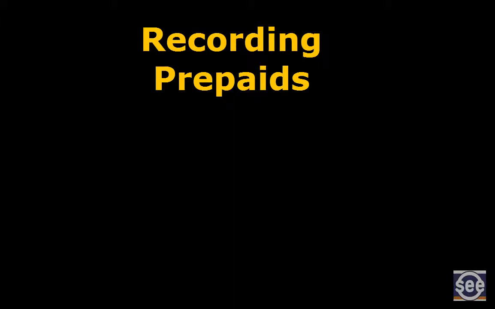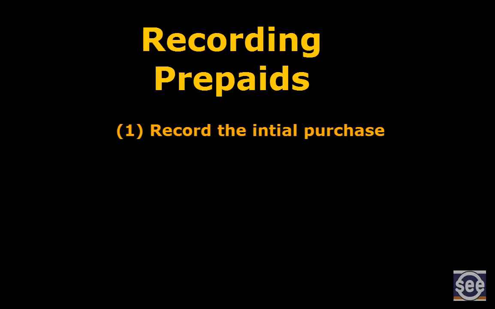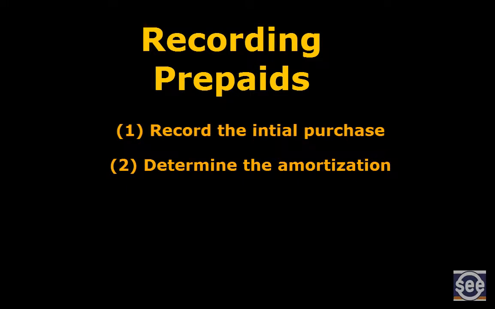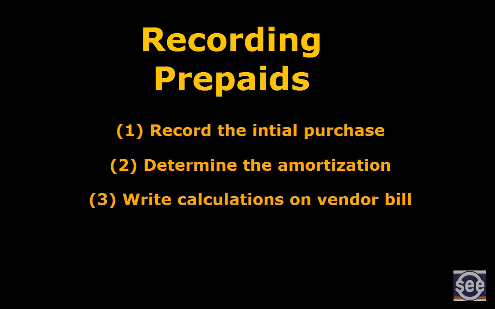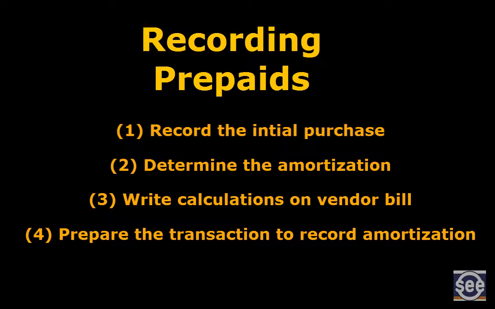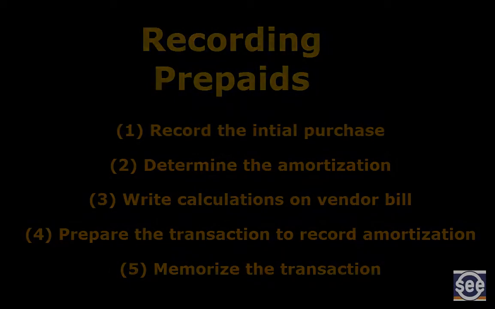All the recording of prepaids is done when you record the initial purchase of the prepaid. As soon as you record the initial purchase, you determine the amortization, write your calculations on the vendor bill, prepare the memorized transaction to record amortization, and then memorize it.